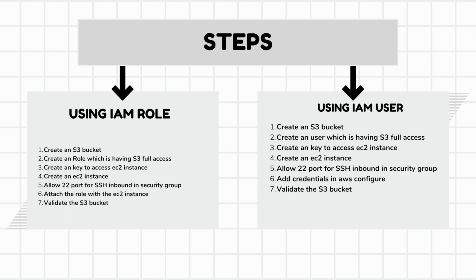Okay, and you can see in the first slide, we will create an S3 bucket, then create a role, and then create an access key, the private key to connect with the EC2 instance, and then we will allow port 22 for SSH inbound in security groups, then attach the role to the EC2 instance and validate S3. In the other approach we won't create any role, we will just create a user and provide the access to that particular user. So note these down, so you can do the simpler exercise. Okay, let's move on to doing the actual exercise.